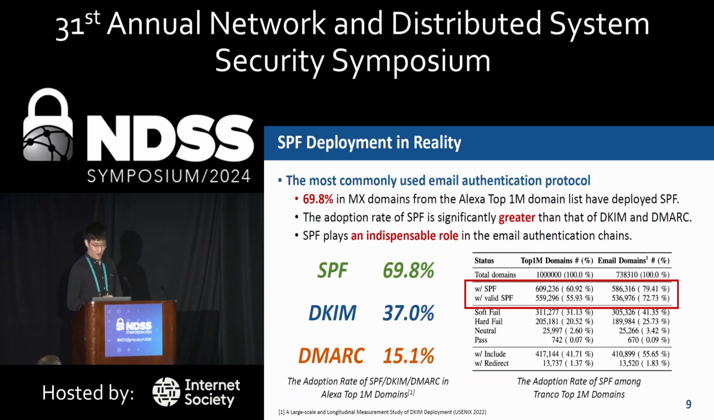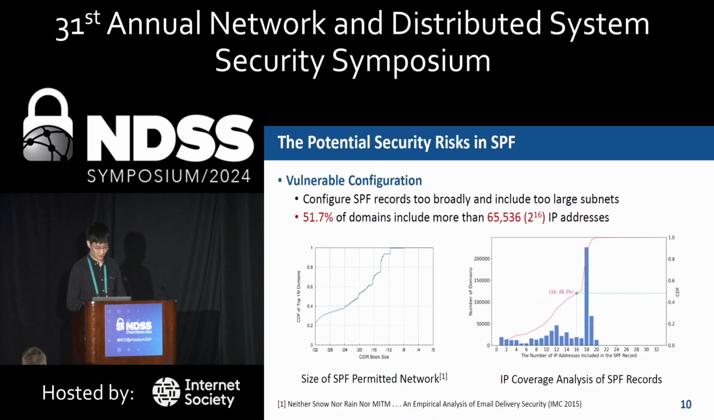So far, SPF has become the most commonly used email authentication protocol. About 70% of MX domains have deployed SPF. The adoption rate of SPF is significantly greater than DKIM and DMARC. The result shows that SPF plays an indispensable role in the email authentication chain. And many domains protect themselves from email spoofing attacks relying only on the SPF protocol.